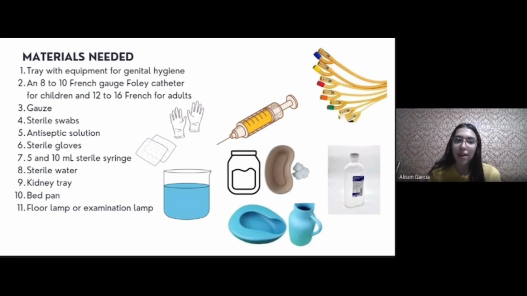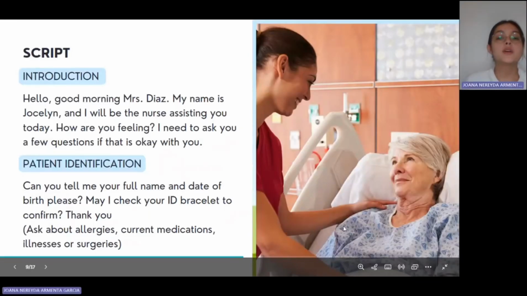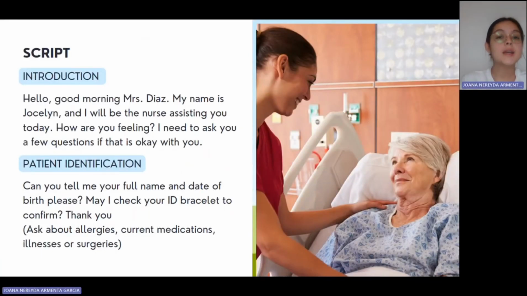Gauze, sterile swab, antiseptic solution, sterile gloves, 5 and 10 milliliter sterile syringes, sterile water, kidney tray, bedpan, floor lamp, or examination lamp. Hello everyone, my name is Joanna, and moving on with our presentation, we have our script.